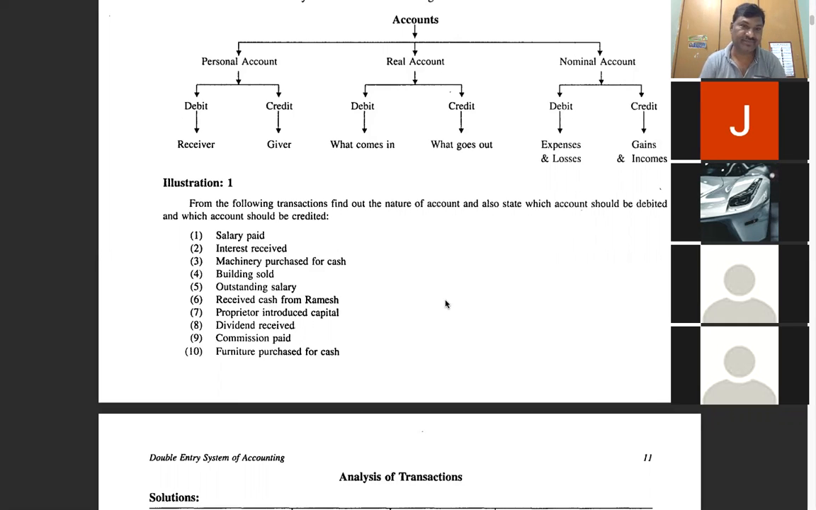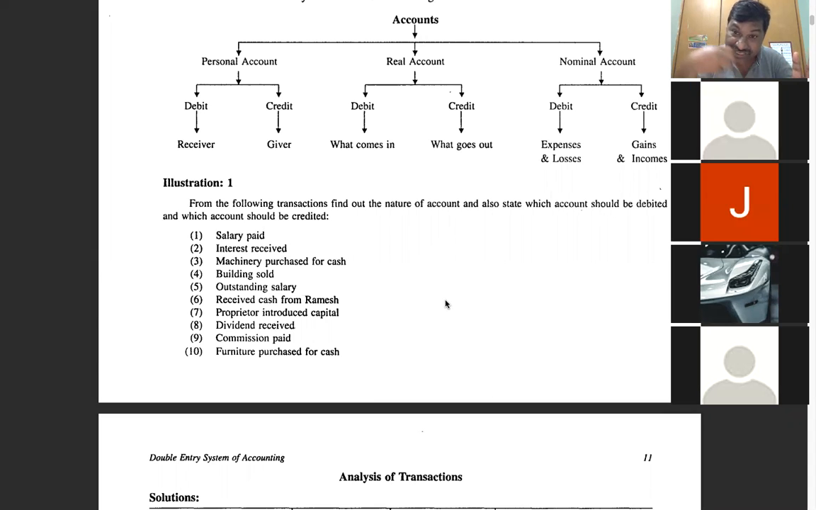I'm just asking what are the accounts or aspects involved. The accounts involved are just cash and salary. When salary is paid, what happens to the cash? Cash is going out. So what is cash?